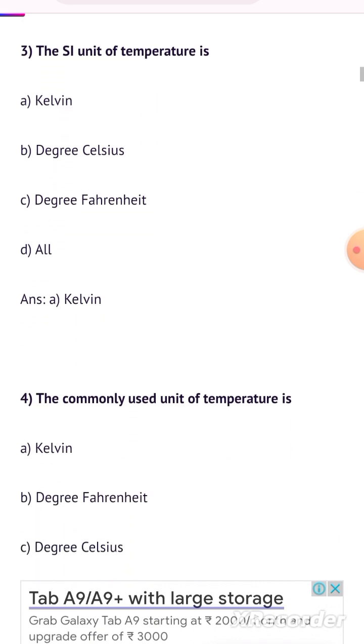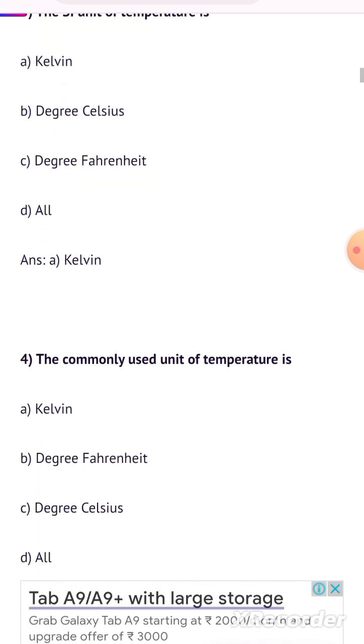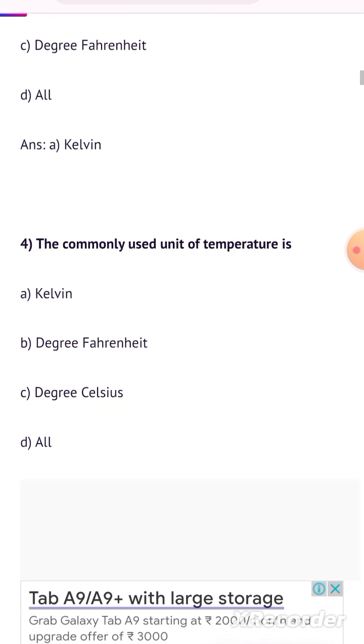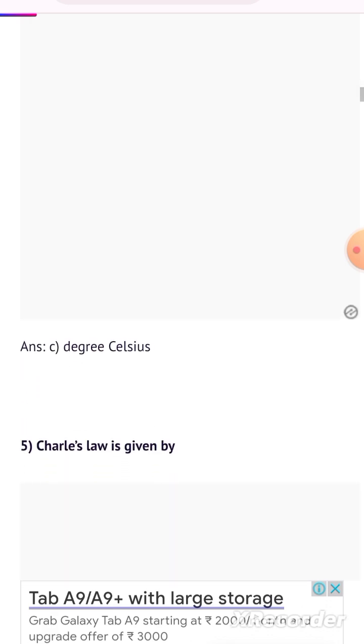Then we have question number 4. The commonly used unit of temperature is. Usually we use, if you hear about something, in our own mother tongue as well, we usually say degrees. So here degrees Celsius is the commonly used unit. Okay, question number 5.